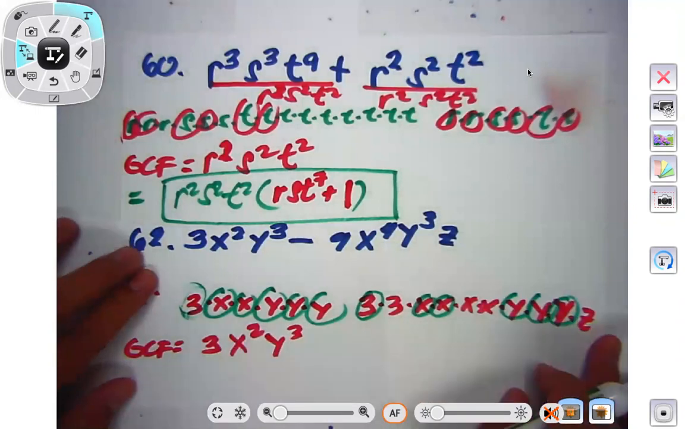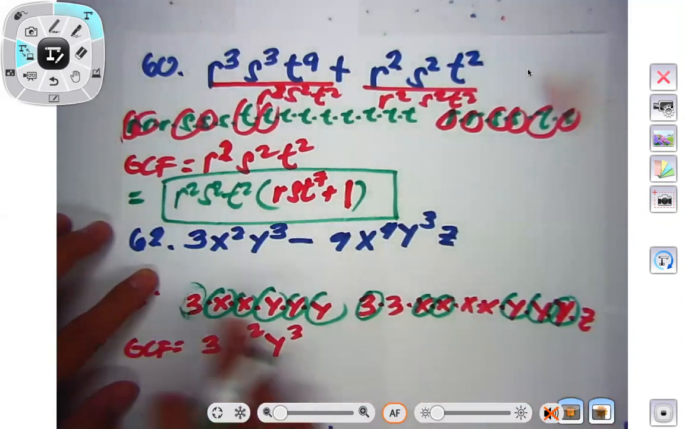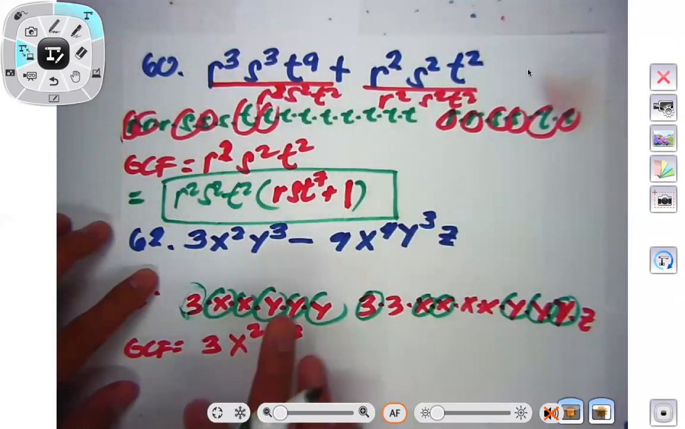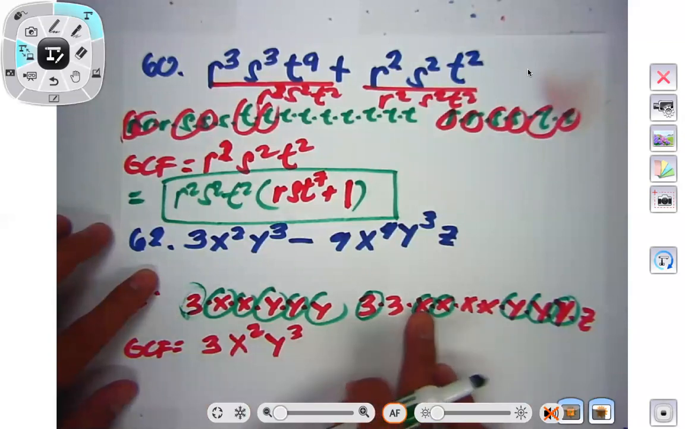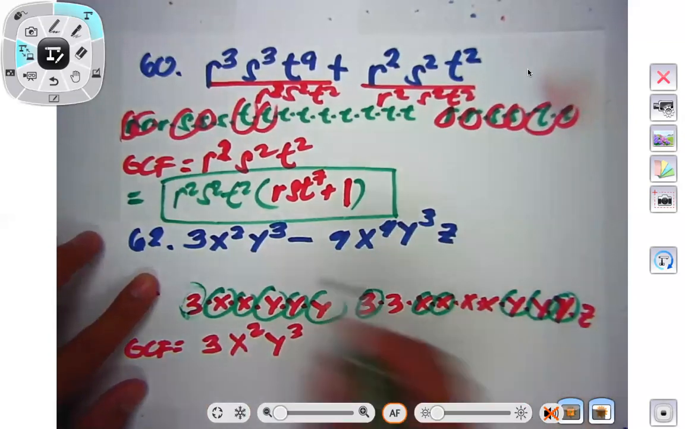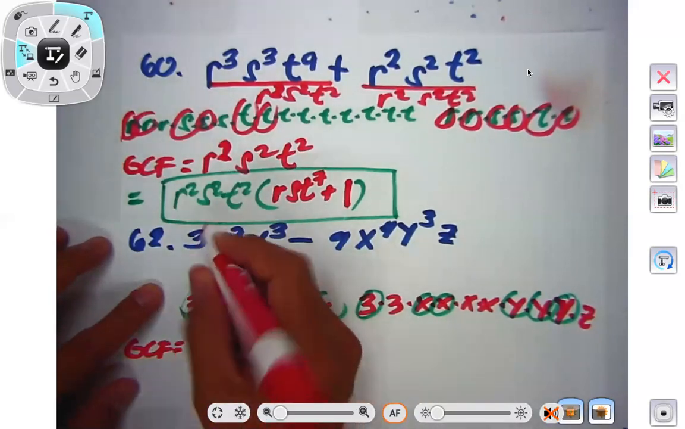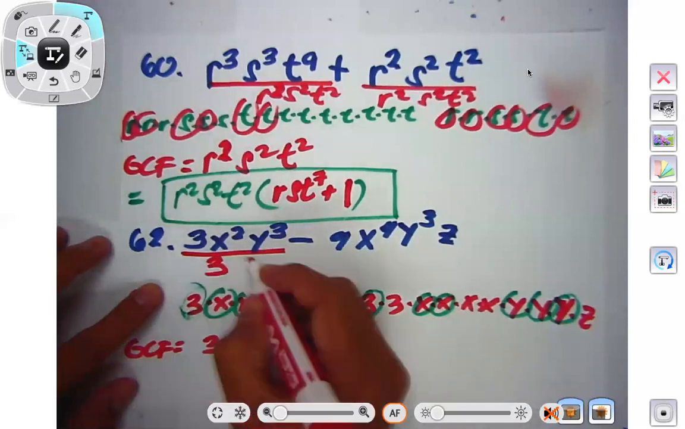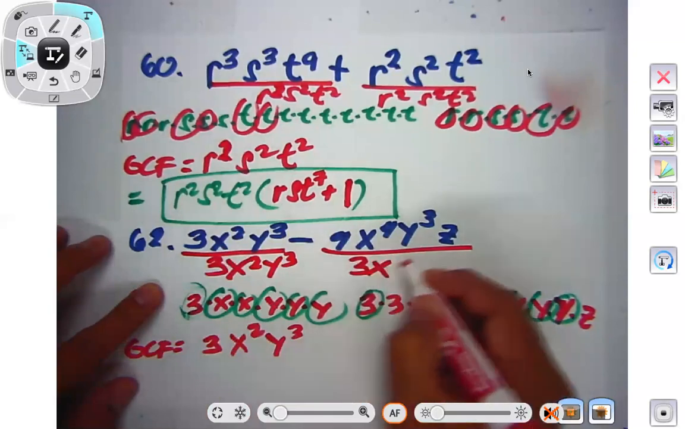So if you get your GCF here, it's simply the product here: 3 times x squared times y cubed. Same thing here, right? 3x squared y cubed. In order to find the other factor, we now divide the polynomial by your GCF.